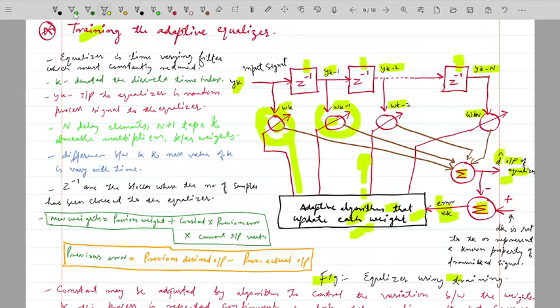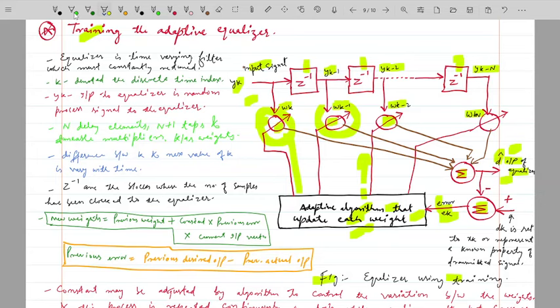So at the output we get the updated state of these weights. With the help of these weights we get the desired output at the equalizer, and our received signal reaches near the optimum value. So this is the basic overview of this figure, this diagram.